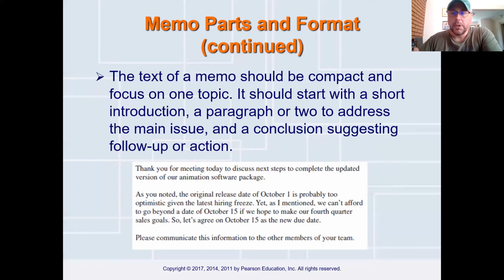Remember that most of the people that are going to be receiving these memos all have a job to do. They've all got to work 8, 12-hour days.